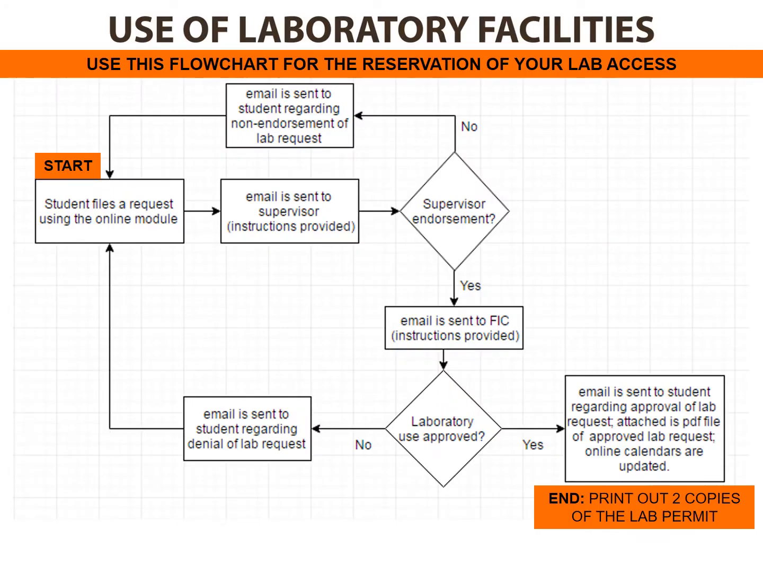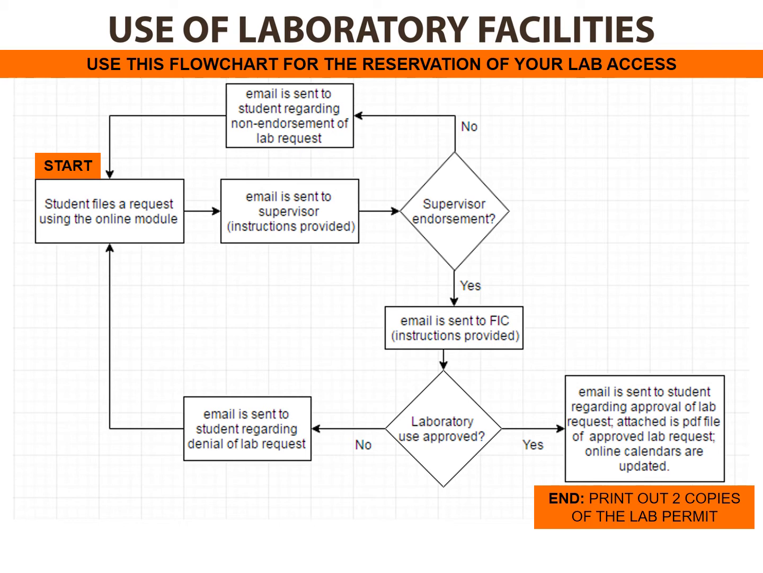So here's a flowchart for the reservation of your laboratory access. You file first a request using the online module as shown in the previous slide. An email will be sent by the online facility to your supervisor, and the instructions will be provided to him or her. If your supervisor endorses your request, proceed to the next step. But if not, an email will be sent to you regarding the non-endorsement of your lab request, and thus you cannot use the laboratory since your supervisor did not agree.